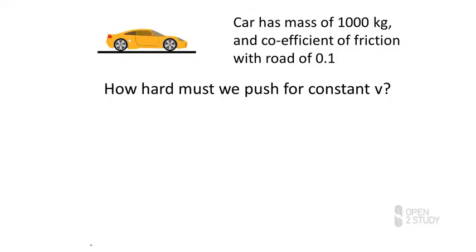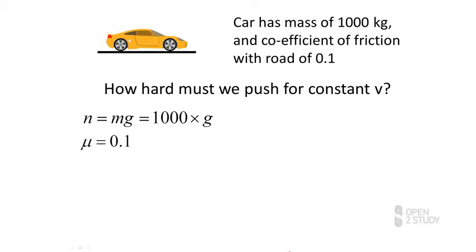So here's our example. We have our car. We're going to try to push the car along at constant velocity. Our car has a mass of 1,000 kilograms, and the coefficient of friction between the car and the road, we're going to say here, is 0.1, quite a small value. So we know now that the normal force in this instance will equal the weight because it's on a horizontal surface. We also have been told in the problem that our coefficient of friction is 0.1.